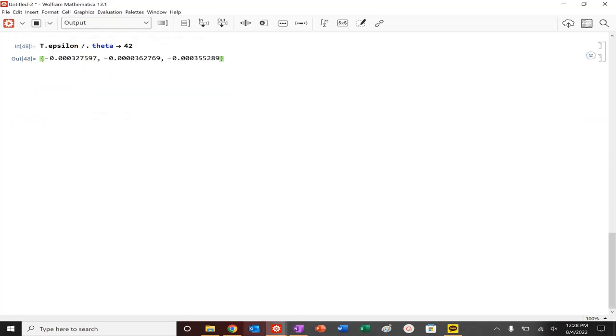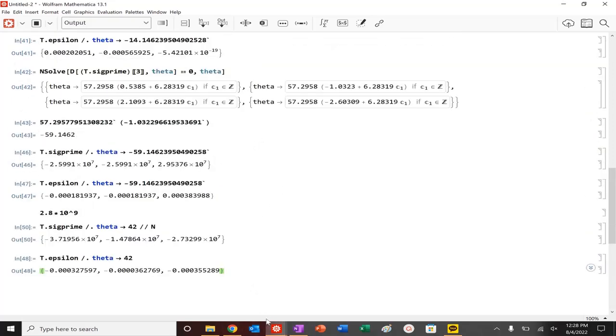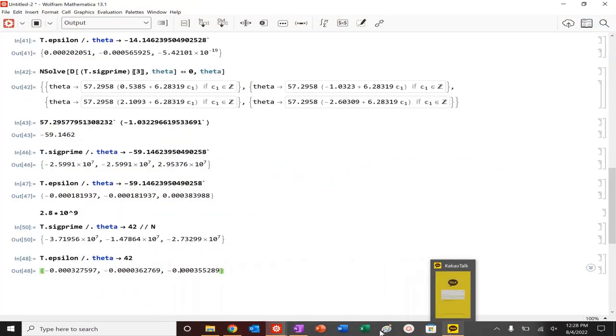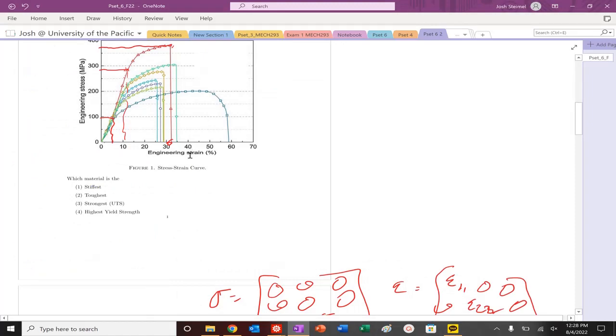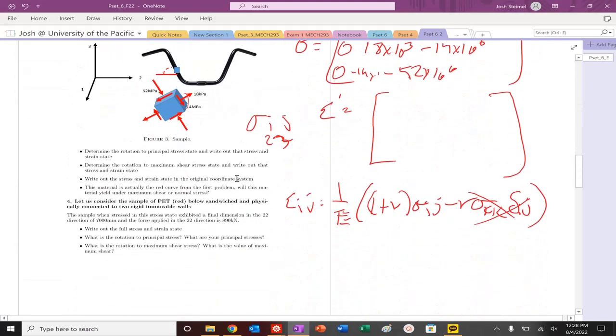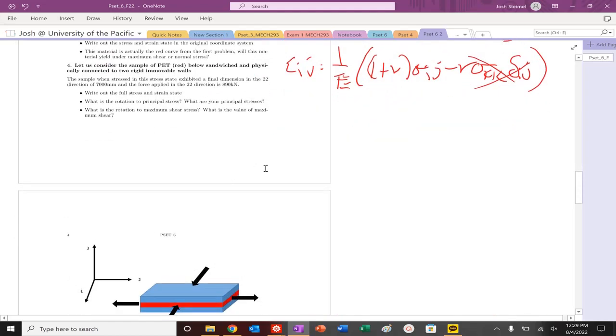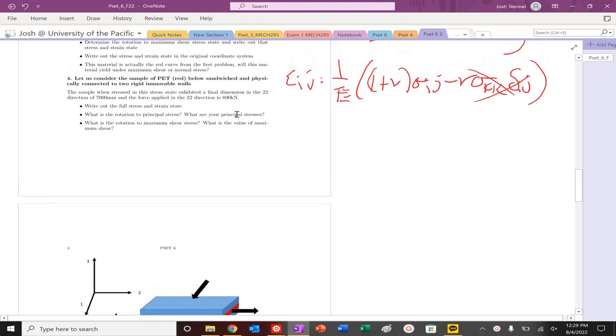Our strain is very, although we're using a different material, so again, we should be changing our Young's moduli, but again, we can let that one slide just for the moment. All right, that is problem 3 in a nutshell. All right, let's see you on the next problem, number 4. All right, now on to problem 4.